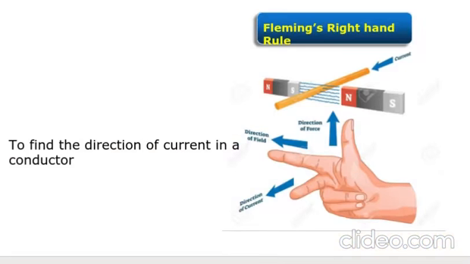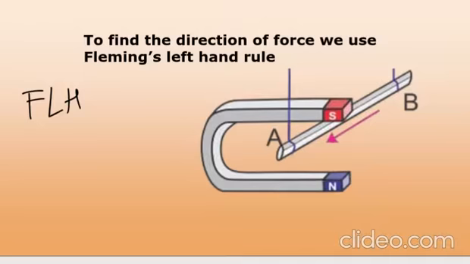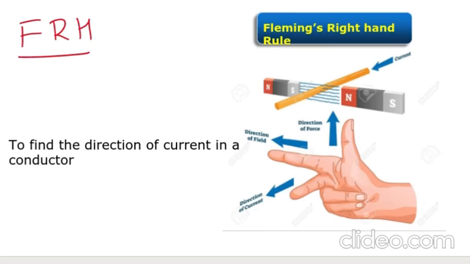Next, I can use one rule, which is the FRH rule, Fleming's right hand rule. I guess I taught you FLH also, correct? Fleming's left hand rule. When I have a magnet placed with the conductor inside, that is Fleming's left hand rule. And right hand thumb rule is for the rod one. And now I have the FRH rule, Fleming's right hand rule. What is this now? This will help us find the direction of current in the conductor.